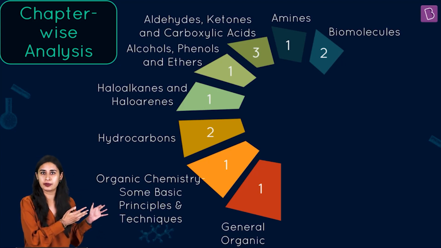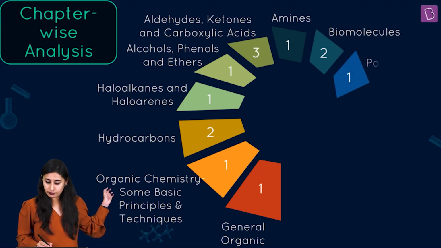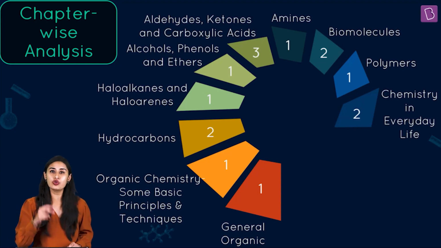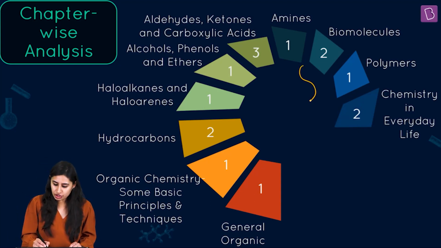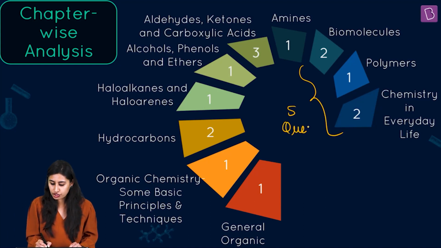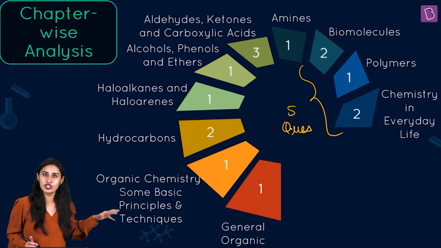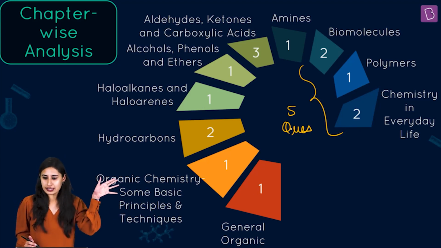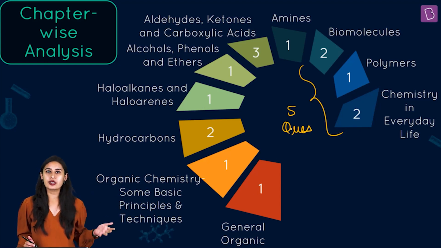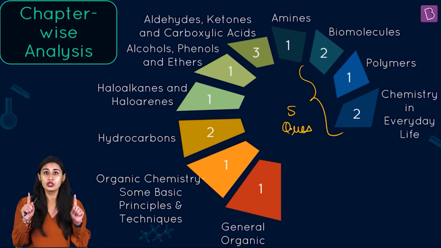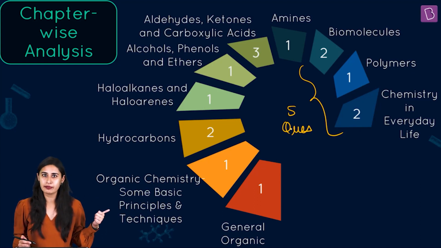What's the key takeaway? Check it out. Biomolecules, 2 questions, polymers, 1 question, and chemistry in everyday life, 2 questions. So these 3 chapters account for 5 questions. It makes a lot of difference. Moral of the story, understand the pattern. GOC is the foundation. The last 3 chapters, biomolecules, polymers, chemistry in everyday life, are the most neglected chapters, but very important. So do not make this blunder of neglecting them.